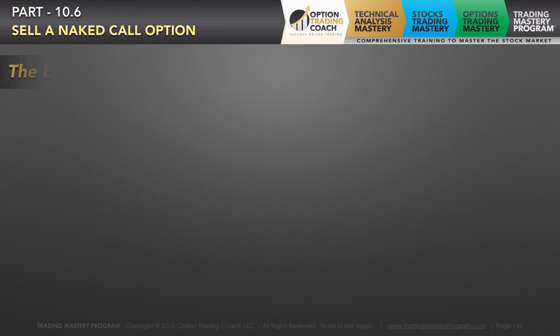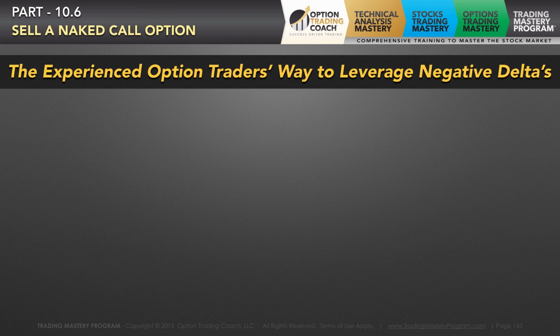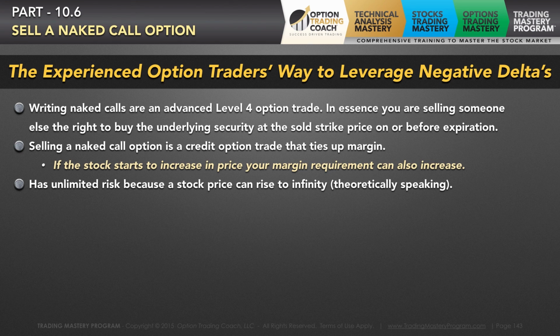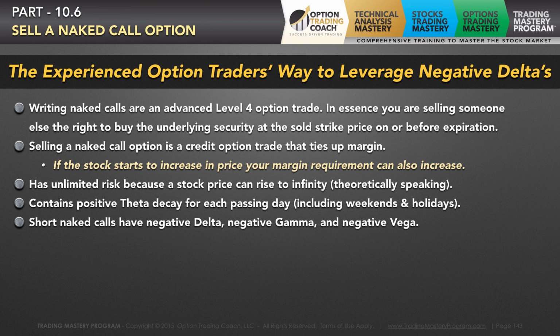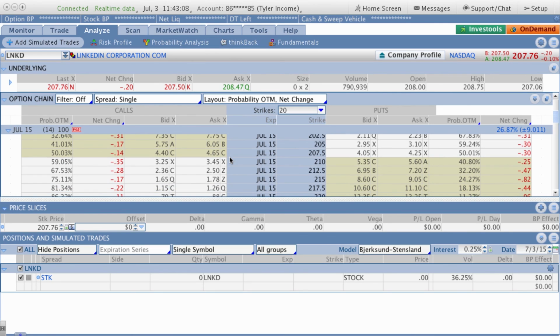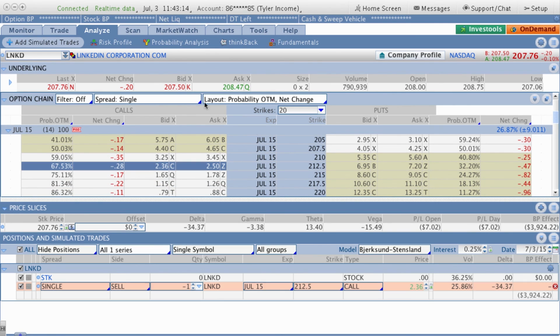Sell a naked call option, and this is the experienced option trader's way to leverage negative deltas and get short a security. It has unlimited risk because a stock price can rise to infinity, theoretically speaking, so when you put this trade on, it's an undefined risk. Short naked calls have negative delta, negative gamma, and negative vega. To sell a naked call option, all you do is left click on the bid. That's how you initiate that trade.